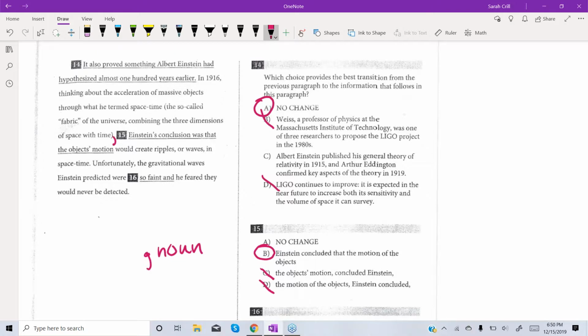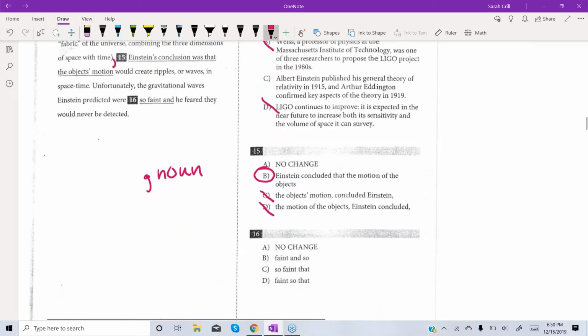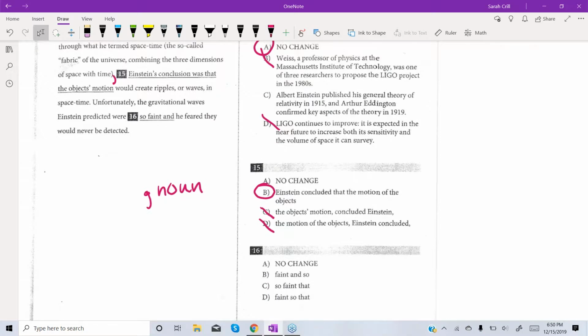All right, let's move on to number 16. So next it says, unfortunately, the gravitational waves Einstein predicted were so faint and he feared they would never be detected. So you need to make sure that your, sorry, my pen is not working today. Need a new battery. So you want to make sure that there's this cause and effect relationship here. It was faint, so he feared that they would never be detected.